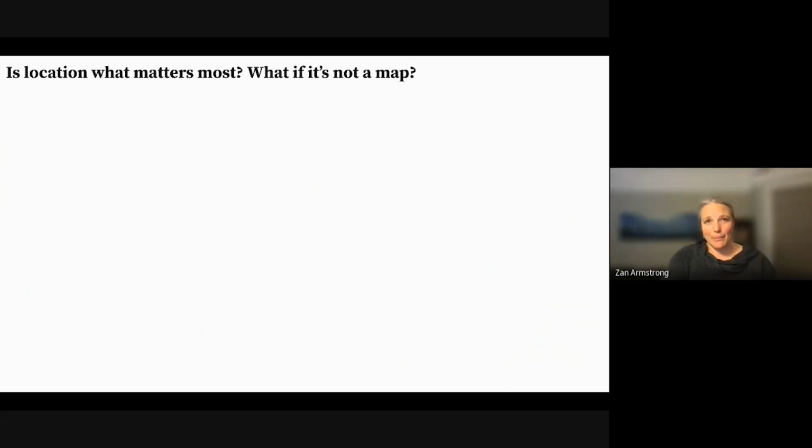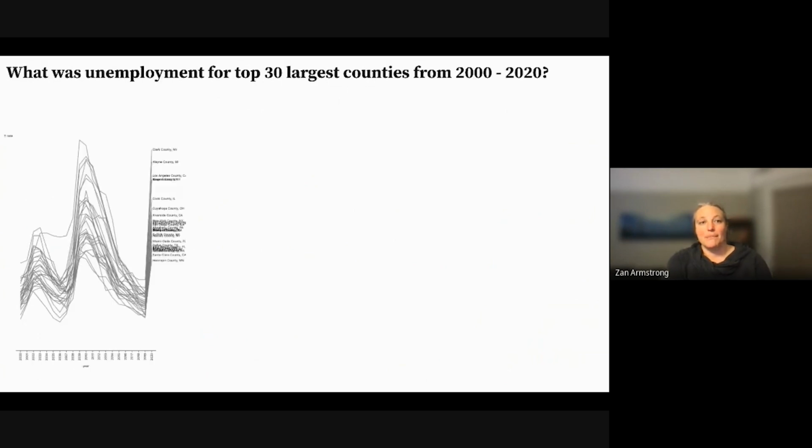What if it's not a map? What if something else matters? What if we want to understand more about these 30 counties or these 150 counties where most of the population resides? Perhaps you want to know the unemployment rate. Let's take a look at these 30 lines. It's not a bad chart, and we can definitely make it better. It's a good first draft.